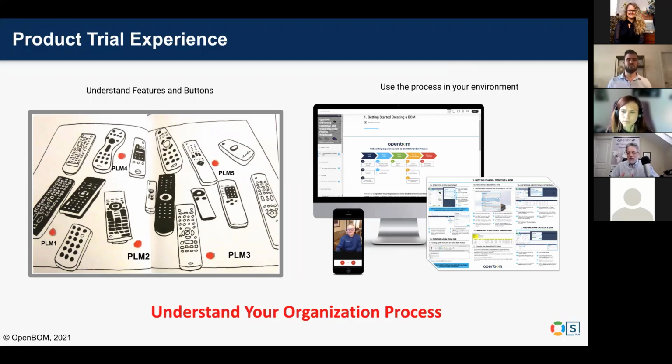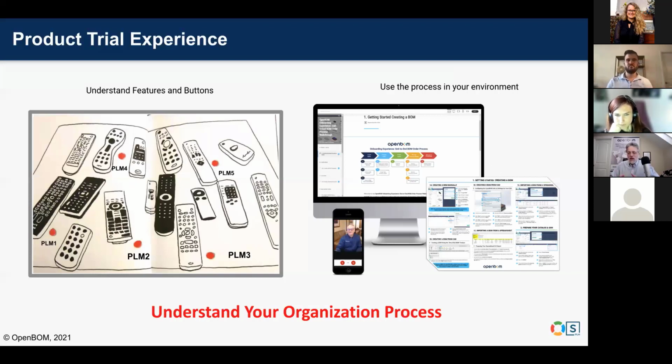So what we discourage people from is starting by comparing functions and buttons. I put the slide here: understanding functions is important, of course, but every system has 20,000 buttons, functions and features. Comparing all these buttons will not necessarily tell you what is the best system for you. What is important to understand is the process that you would like to have in your company and the data that will be flowing into this process.